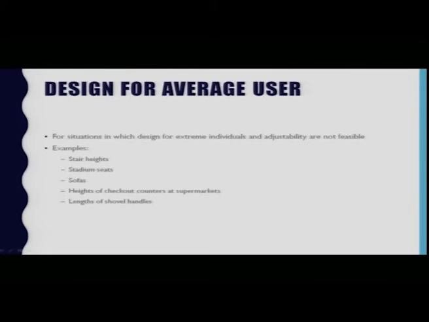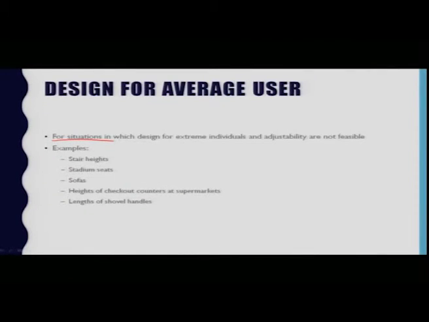So, another category in which design discrimination can be performed is design for the average user. There are certain situations where the principles of design for extreme individuals and design for adjustability are not appropriate. The notion of extreme individuals is not applicable to the design problem, and designing adjustable features into the product is itself impossible or cost prohibitive. So, we have to take care of the cost also.